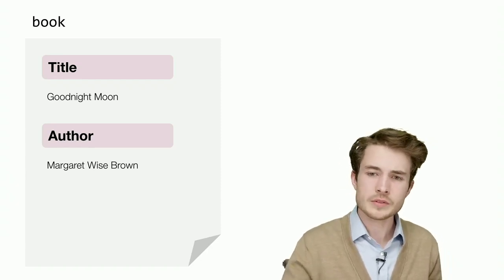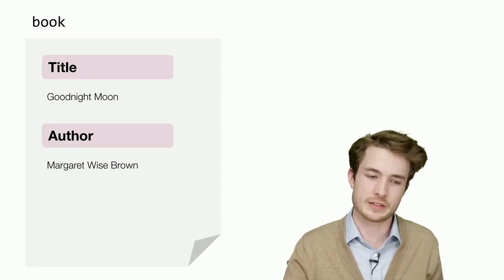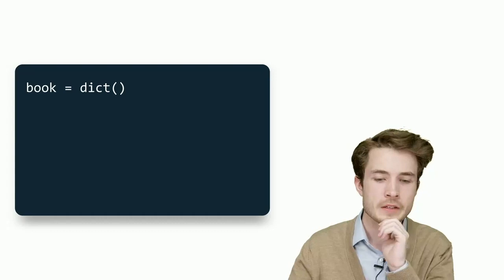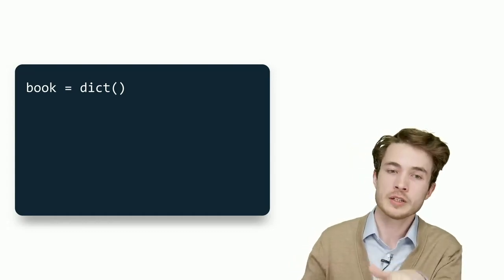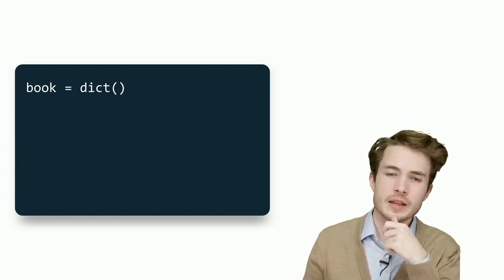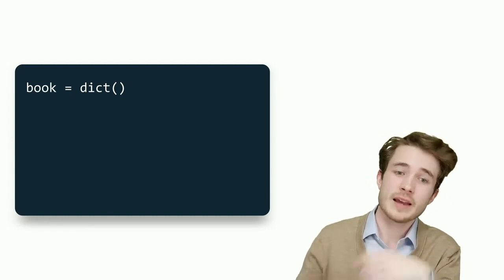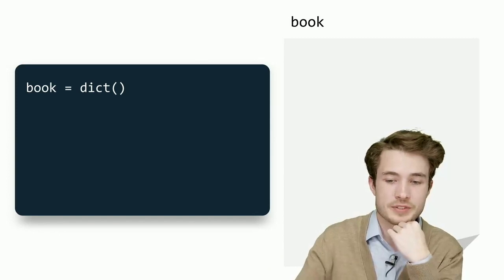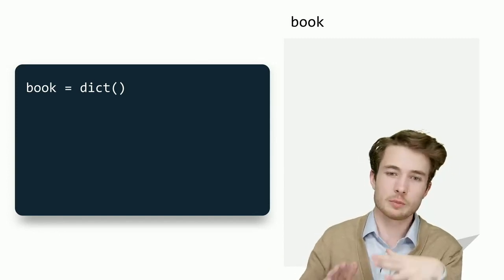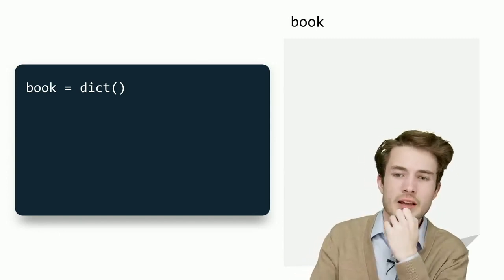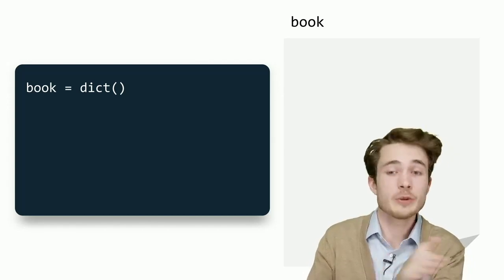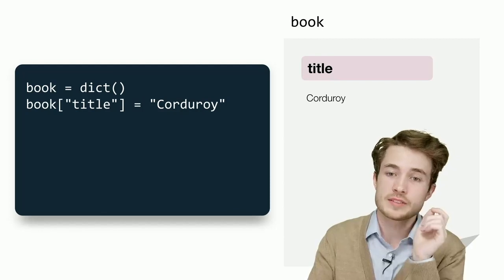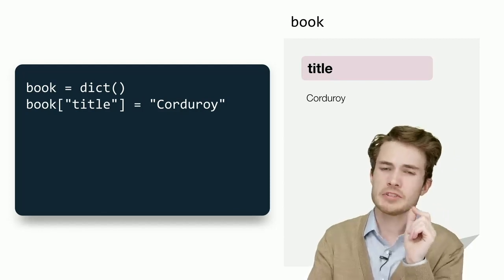Okay, so let's see an example of this in actual syntax. This is a pretty good theoretical overview, but let's think about it in syntax form. Here I have a new dictionary, book equals dict, and what this is doing for me is saying, give me an empty dictionary, nothing in it yet, and call it book. So on the right-hand side, I'll see this dictionary, a blank slate called book. Now let's say I want to add in a key and a value that's associated with it. So I could do this. I could say, make sure you add this key called title and give it the value Corduroy.